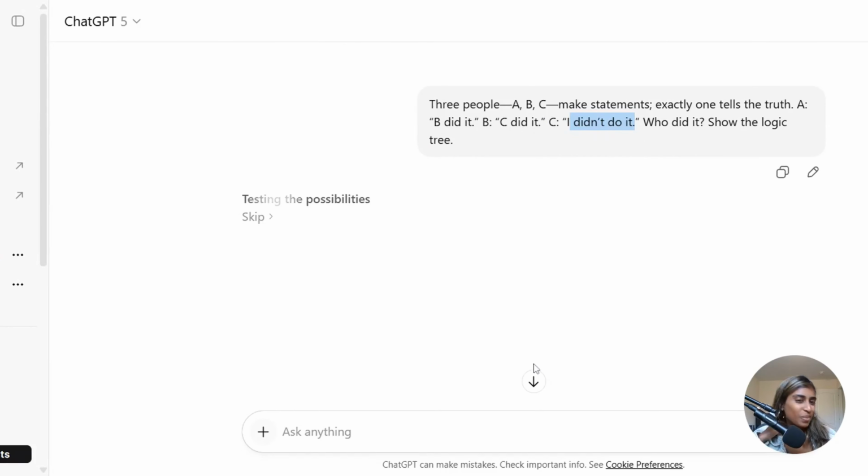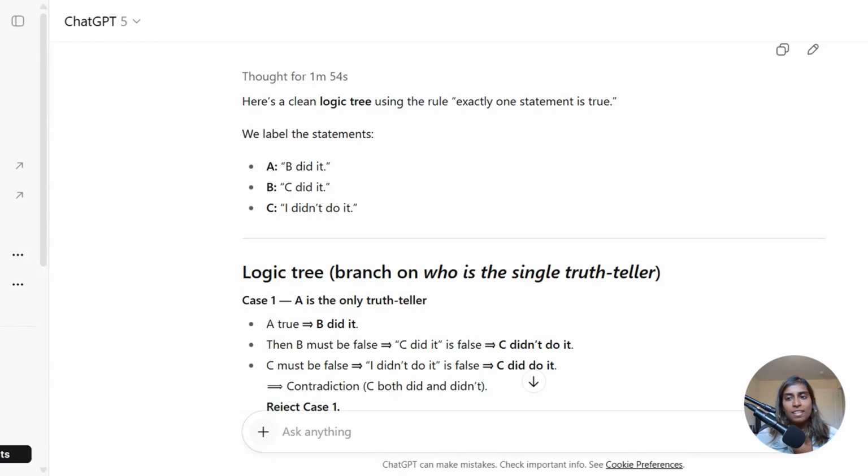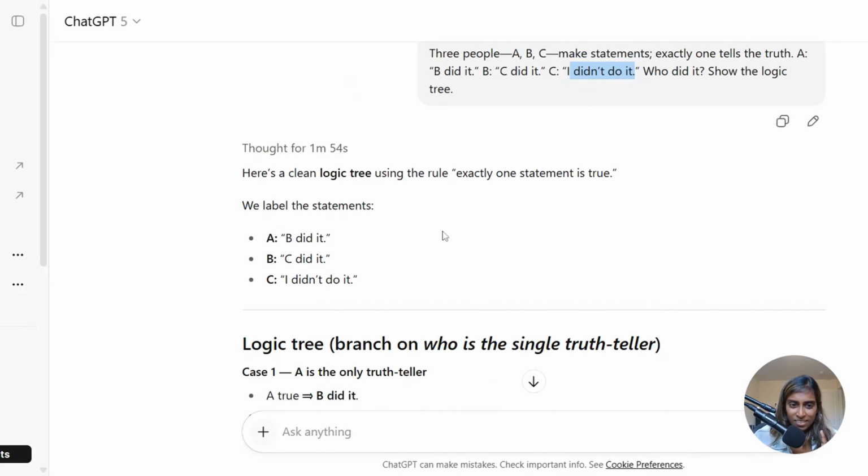ChatGPT is still thinking about it. Oh my goodness. Sometimes it takes a little bit longer, but maybe I was just quick at thinking that through. I don't know. Let's see. Okay, and an eternity later, it finally gave us the answer.